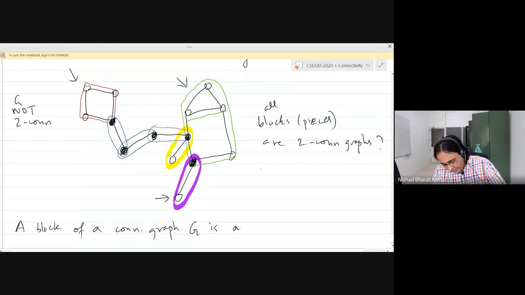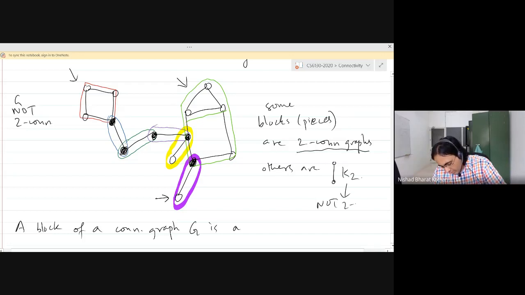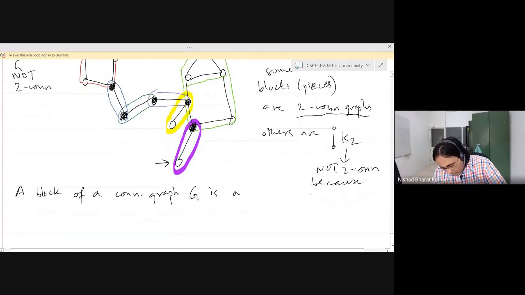One of the properties of a k connected graph is that the number of vertices should be at least k plus 1, right? So some of the blocks are two connected graphs and the others are K2. K2 is not two connected because the number of vertices is less than 3.